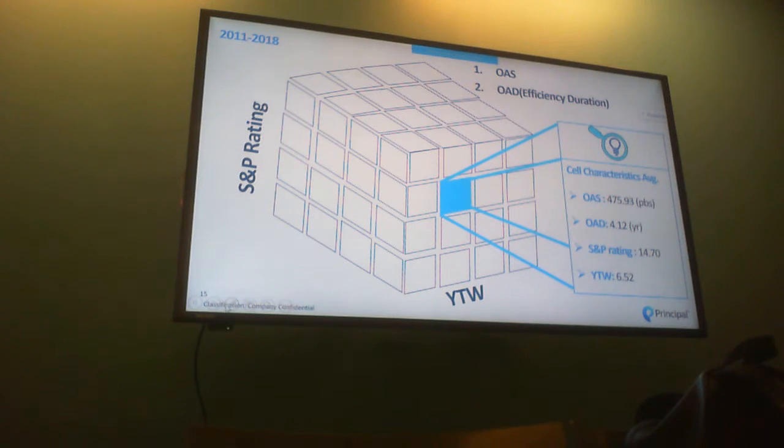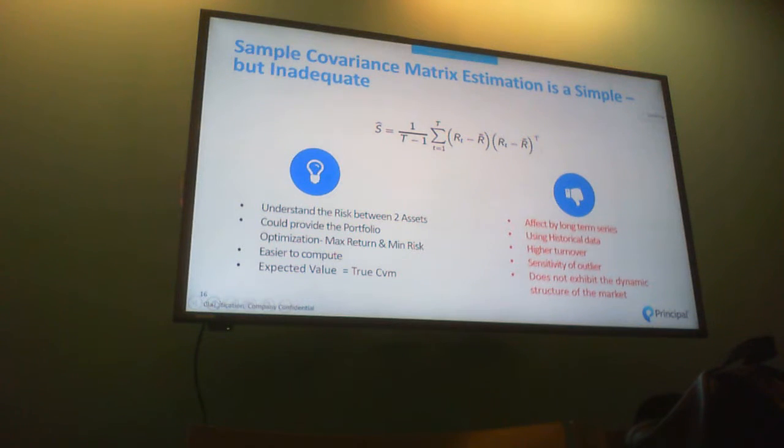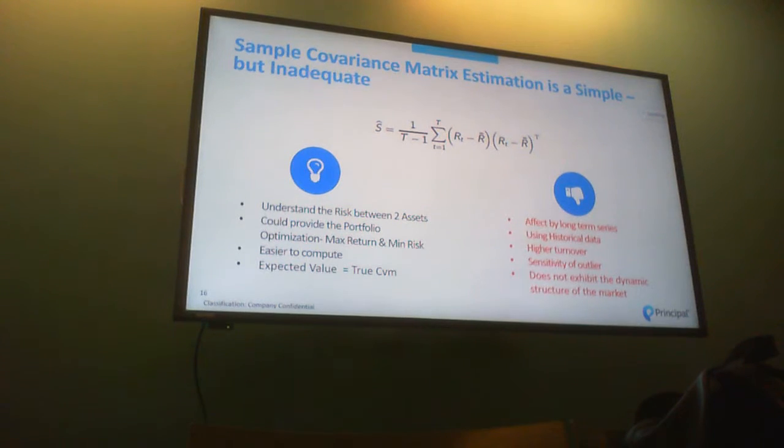Previously we were talking about how we select the bond, and this is the first problem we need to solve. The second is we are going to use the sample covariance matrix estimation to figure out the MSE and the MAE, mean square error and mean absolute error. The good things for the sample covariance matrix are that we understand the risk between two assets and could provide portfolio optimization, maximize return, minimize the risk. It is easier to compute. And finally, the expected value is equal to the true covariance matrix.